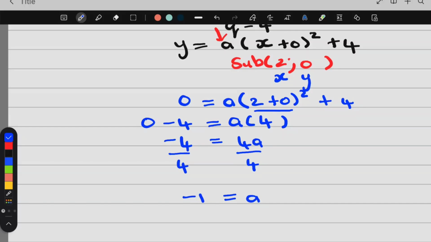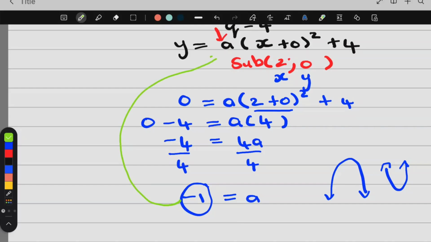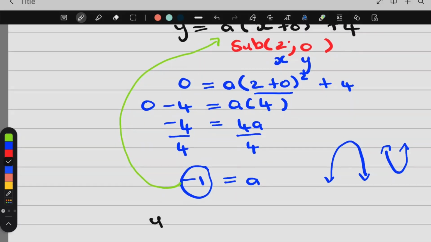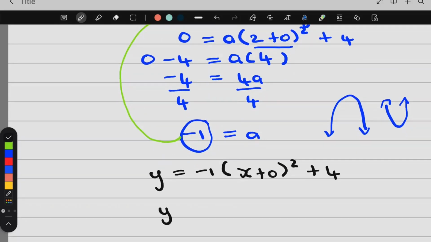I get my A to be negative 1, which makes sense because if I have a sad face parabola, the A must be a negative. And if I had a smiley, the A should be a positive. Then you take this negative 1 and go put it back here, and you write your final equation. So my final equation is y is equal to negative 1. You can write the negative 1 or leave the 1 out. And then x, we can write the 0 and then plus 4. And if you really want to simplify this, you can leave the 1 out.